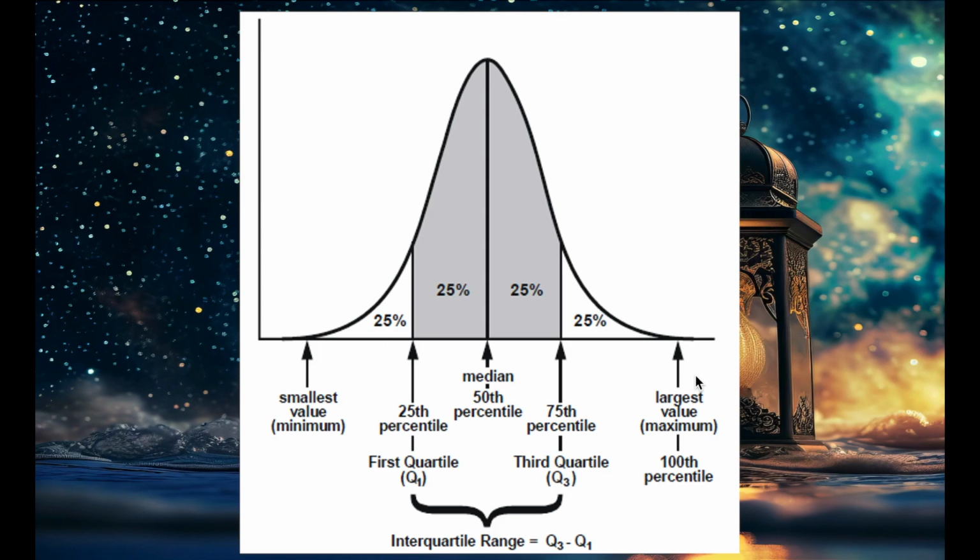We calculate the interquartile range. The interquartile range is the difference between the third quartile and the first quartile, which means it is representing this gray shaded area in our graph. It measures the spread of the middle 50% of the data, ignoring the extremes. So the minimum 25% and the maximum 25% of the data is ignored.